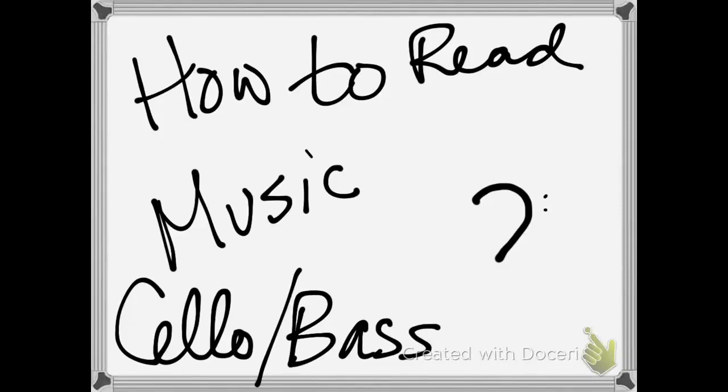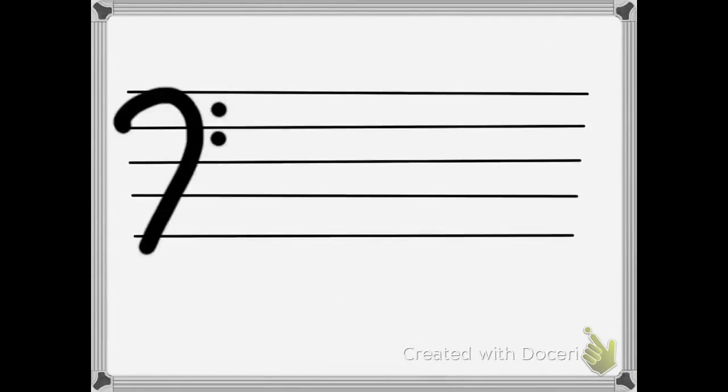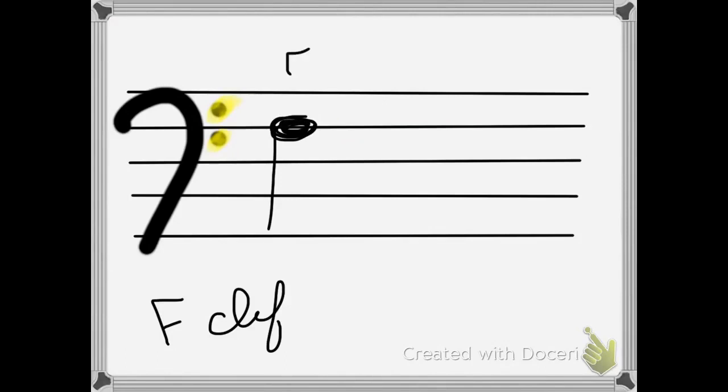Welcome to How to Read Music for the Cello and the Bass, beginning strings class. Now at the beginning of every piece of cello or bass music this year, you will see this symbol called a bass clef. It's also called the F clef because this clef shows you where F is. These two dots surround this line, and that line is where the note F is. So this note right here would be called F.